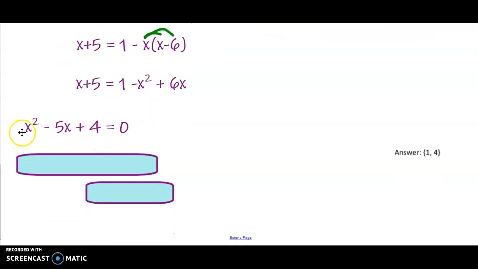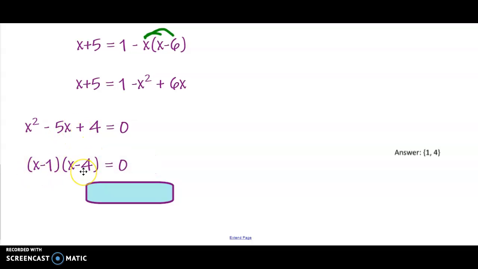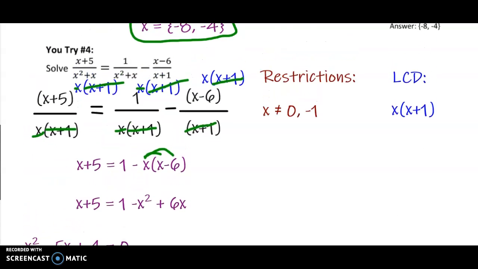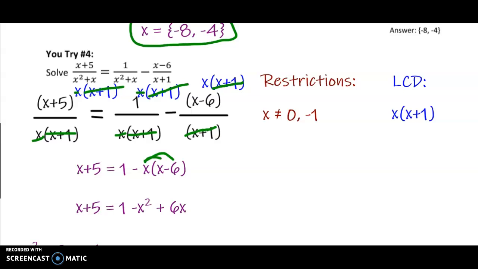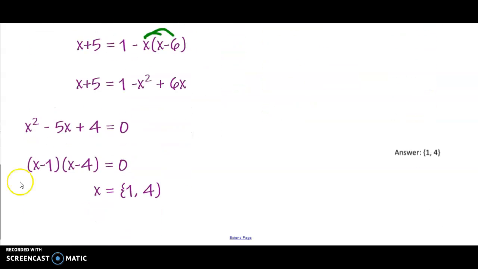Now, that can be factored fairly simply into x minus 1 times x minus 4 equals 0. And then if I set each of those factors equal to 0, I do get that x is 1 or 4. And going back and looking at my restrictions, I just need to double check that 1 and 4 are not in a restriction. My restrictions were 0 and negative 1, so my solution is good. My answer is 1 and positive 4.